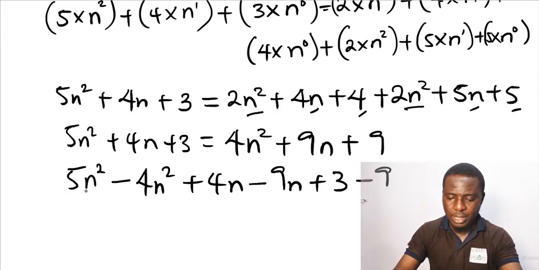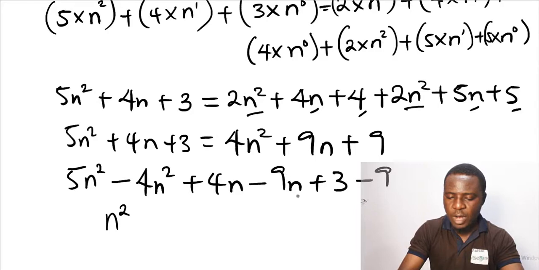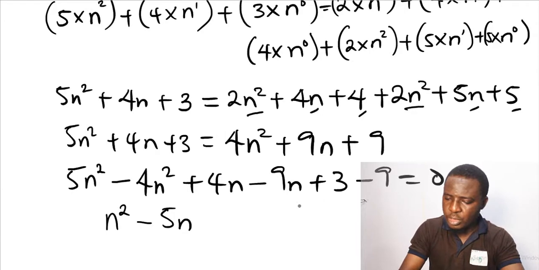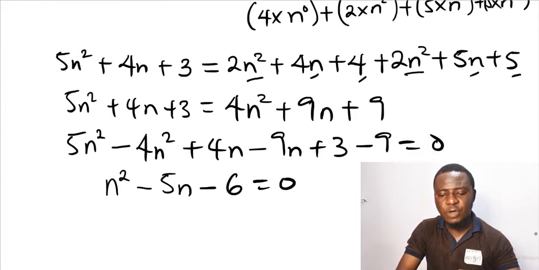So let's simplify. 5n squared minus 4n squared is n squared, plus 4n minus 9n is minus 5n, plus 3 minus 9 is minus 6, being equal to 0. Now, this has given us also a quadratic equation. I'm not going to waste time on explaining this. I'll just go straight ahead to solve.